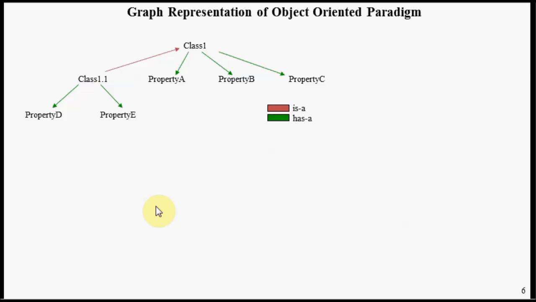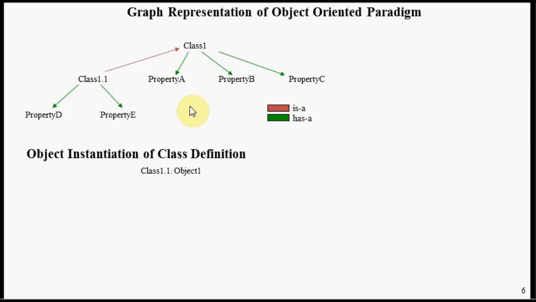The object-oriented paradigm can be represented as a graph problem. So here we have a class here called class 1, which has properties A, B, and C, and a has-a relationship between the class definition and its associated properties. We also have another class here called class 1.1 with properties D and E. And we see a relationship here between these two nodes, an is-a relationship, meaning that class 1.1 is a specialization of class 1.